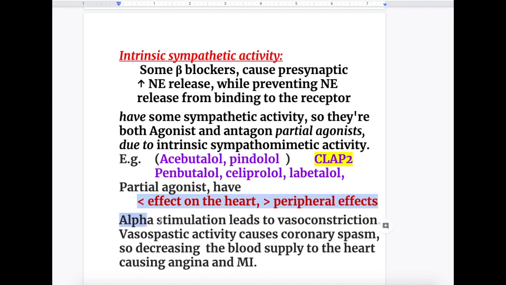So alpha receptor stimulation leads to vasoconstriction, and the vasospastic activity causes coronary spasm, decreasing the blood supply to the heart, causing angina and myocardial infarction.